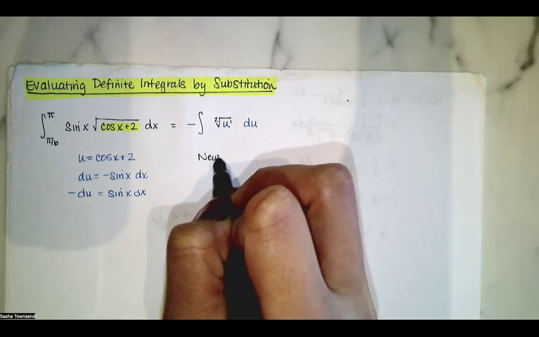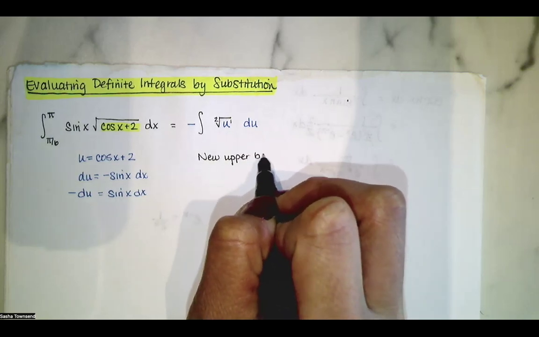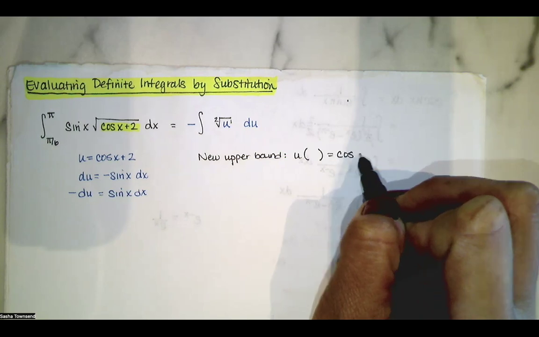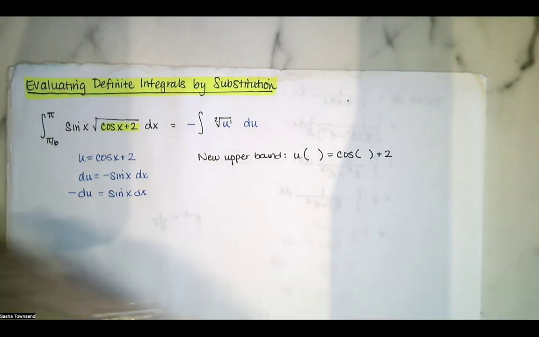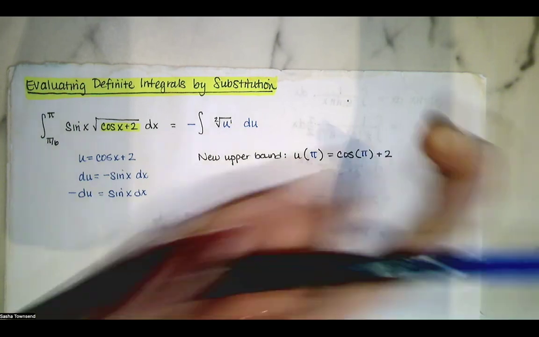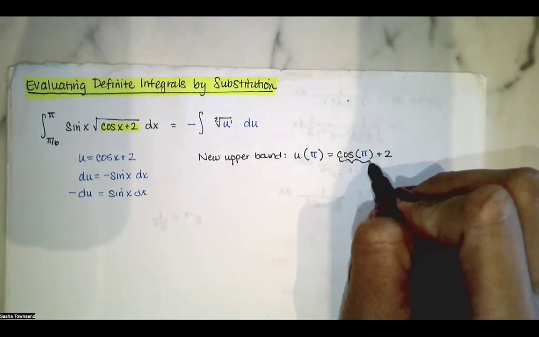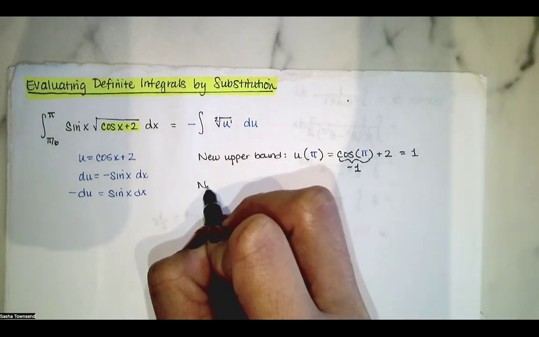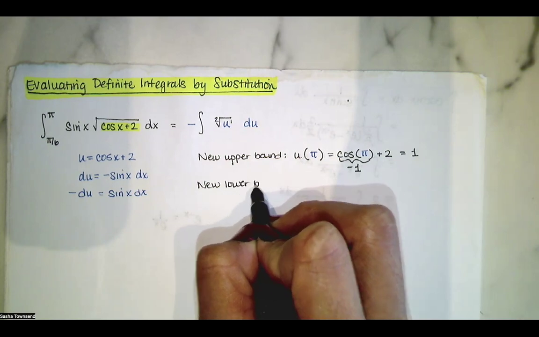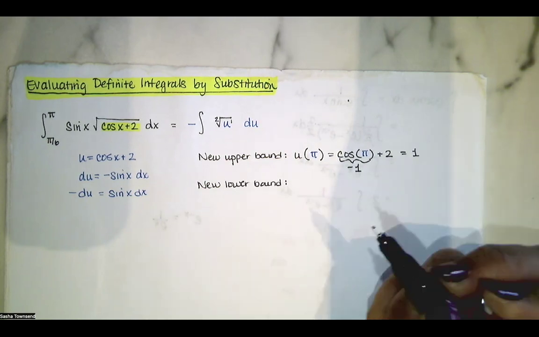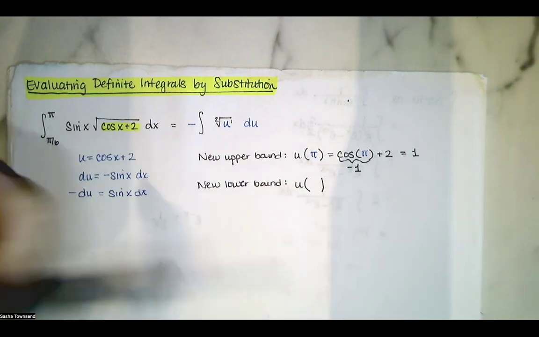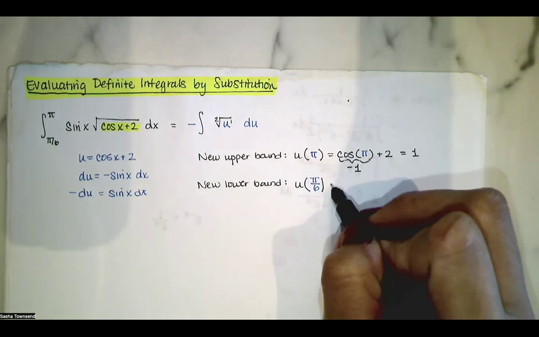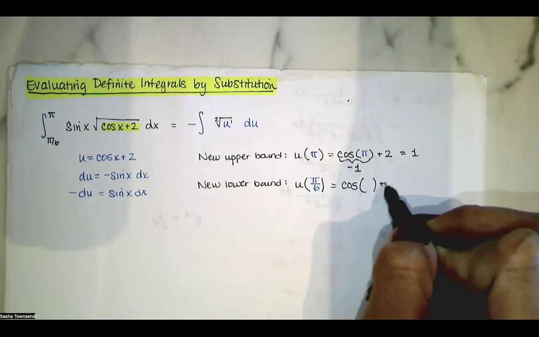So I need a new upper bound. So we're going to evaluate u at pi. So I have cosine of pi plus 2. And remember, cosine of pi is -1. So we have -1 plus 2, which is 1 as our new upper bound. And we also need a new lower bound. So we have u evaluated at pi over 6, which is cosine of pi over 6 plus 2.